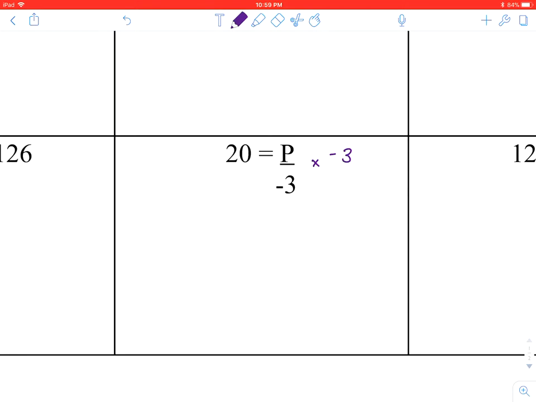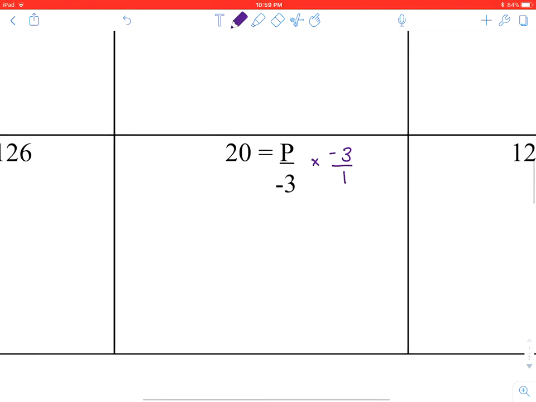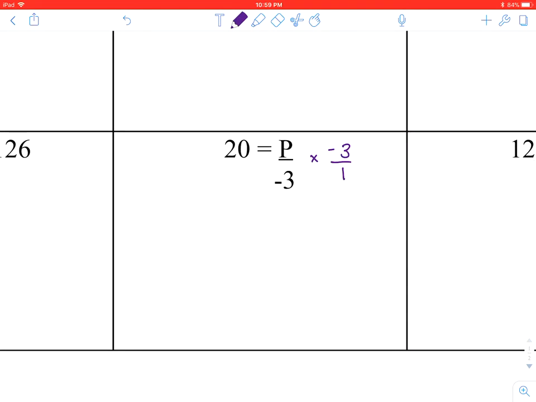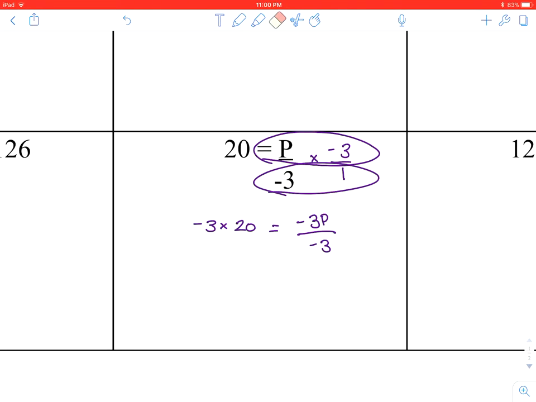We're going to multiply both sides by negative 3, or what's technically negative 3 over 1, which is going to leave us on this right side with negative 3p over negative 3. We got the negative 3p from multiplying p and negative 3, the two top numbers, and negative 3 on the bottom by multiplying negative 3 and 1. We're going to set that equal to 20 times negative 3. Because we multiplied by negative 3 on the right side, we're going to multiply by negative 3 on the left side. Now we'll simplify what we can.